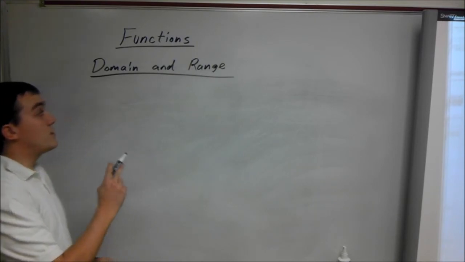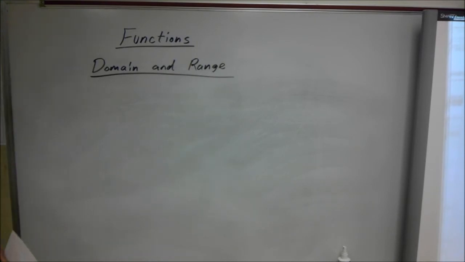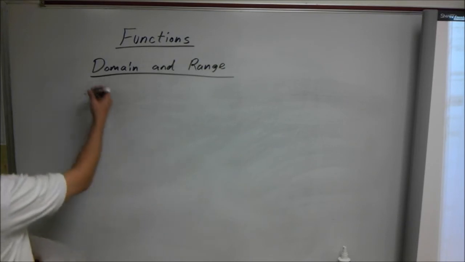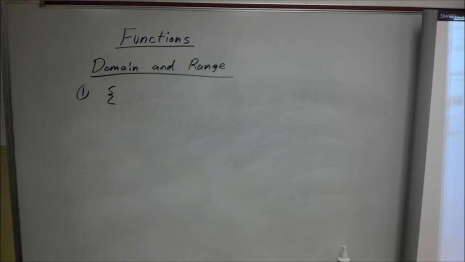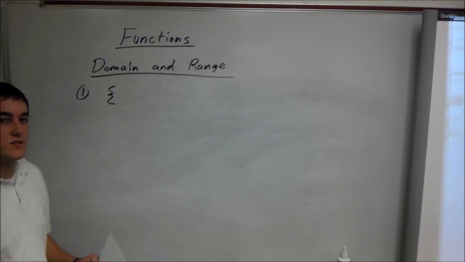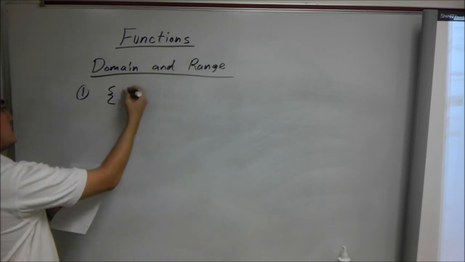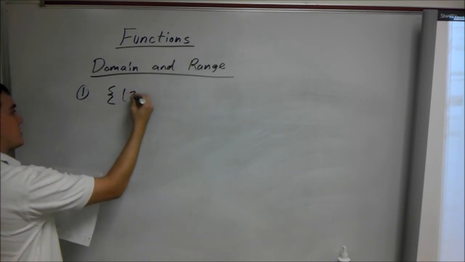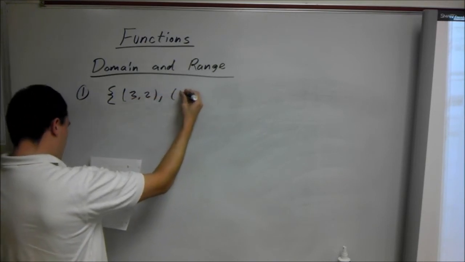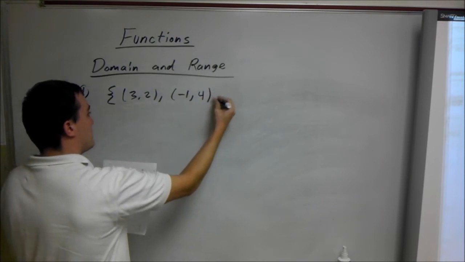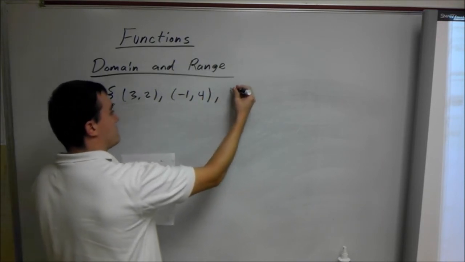Next, we need to talk about the domain and range of functions. So first, if it gives us a set, and this works the same with the graph, except they have lines, so it's a little bit different. Say we have 3, 2. Negative 1, 4, and 2, 0.